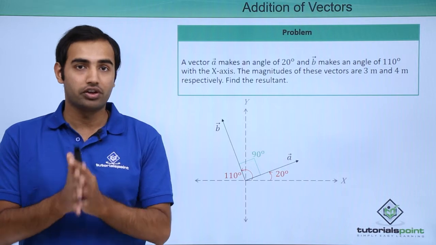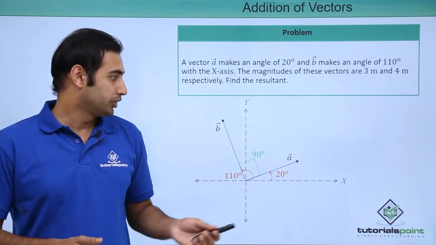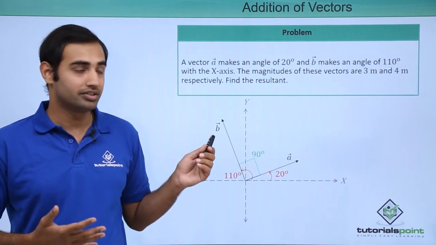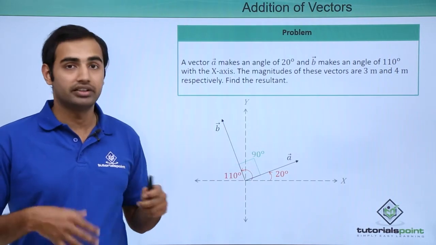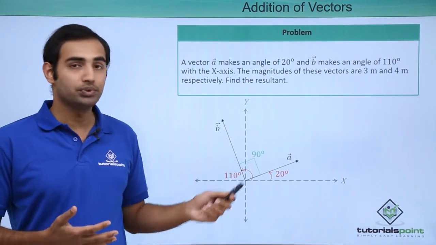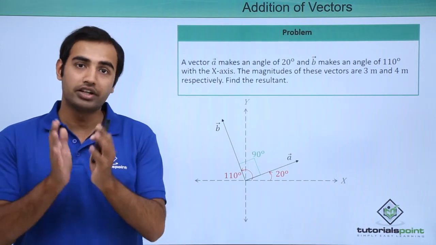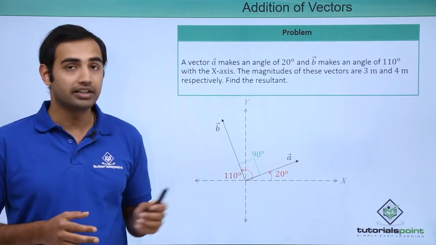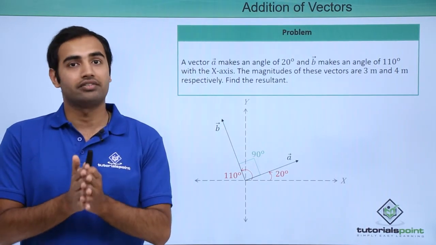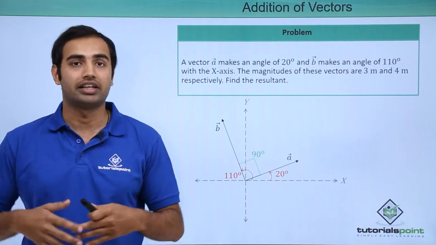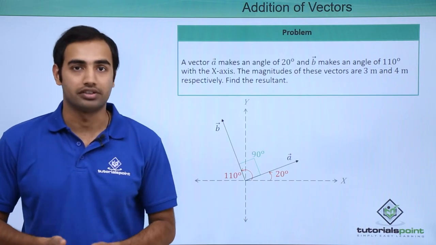So first of all, we'll draw these vectors on the coordinate plane. So here's my x and y axis. As you can see, the A vector makes an angle 20 degrees and B vector makes an angle 110 degrees. If I subtract these two angles, I'll easily obtain the angle between the vectors, which is clearly 90 degrees, as you can see. So now I have the magnitude of each vector and I have the angle present between the vectors, and I can easily proceed with the calculation of resultant.